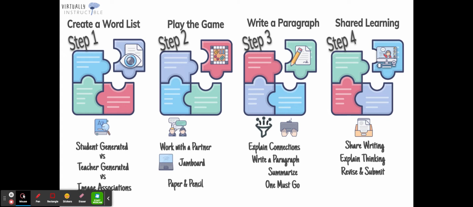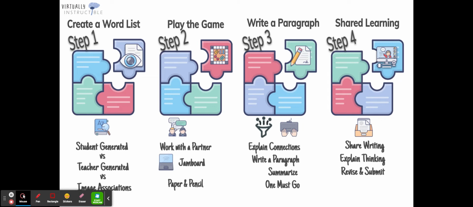After you have your list, then students play the game. They play with a partner, they can play digitally using a Google Jamboard or Google Slides, and they can also do a paper and pencil version. After they play the game and they have a winning 3 words in a row, they write a paragraph, or you can have them do a sentence instead. They will either explain connections between the words, they could be summarizing, or they could be identifying a word that doesn't belong in the group.